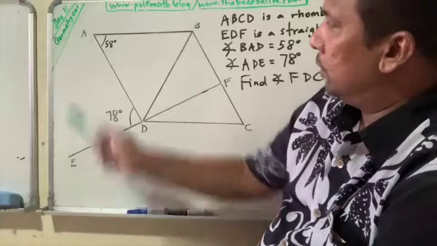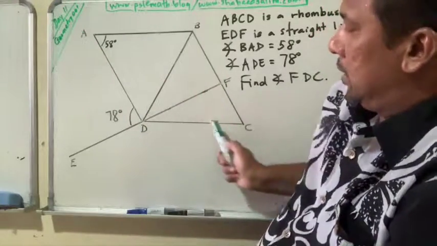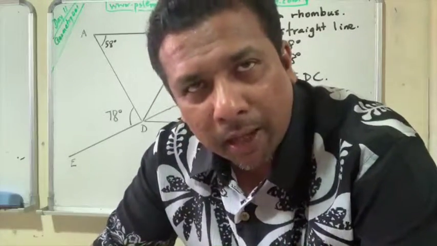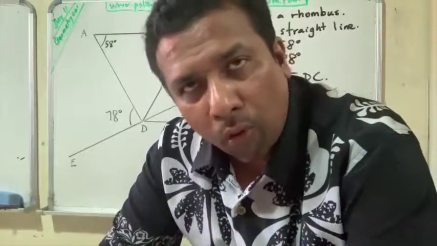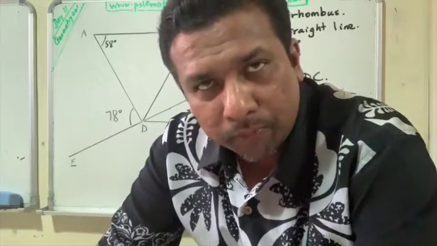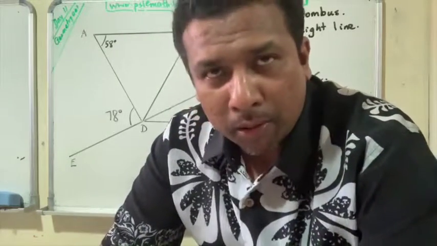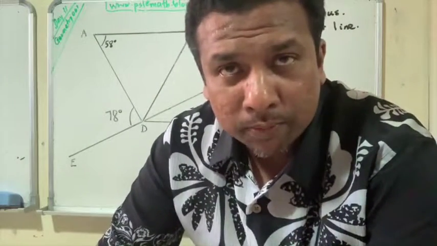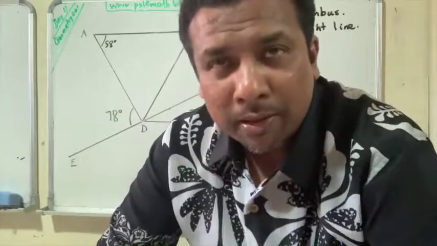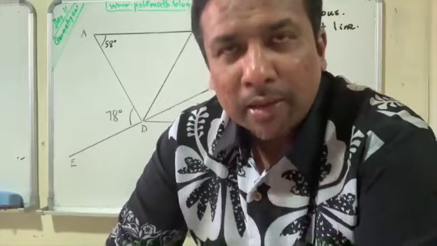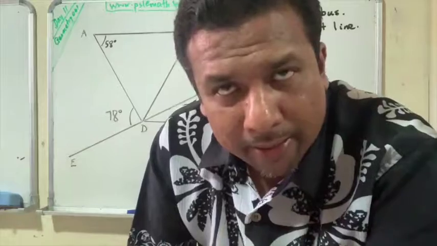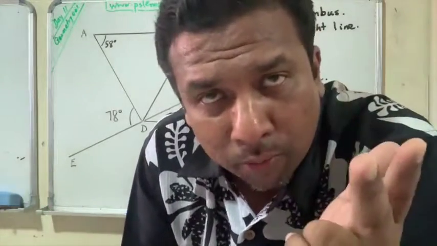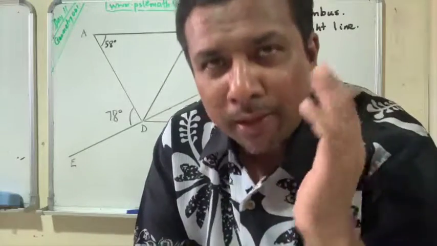ABCD is a rhombus. You have this here. ABCD is a rhombus. Now, what is a rhombus? A rhombus is a parallelogram where all the four sides are equal. If you think about it, you will realize that a square can also be a rhombus. It is a special rhombus, just like a square is a special rectangle, a square is a special parallelogram, a square is actually a rhombus.